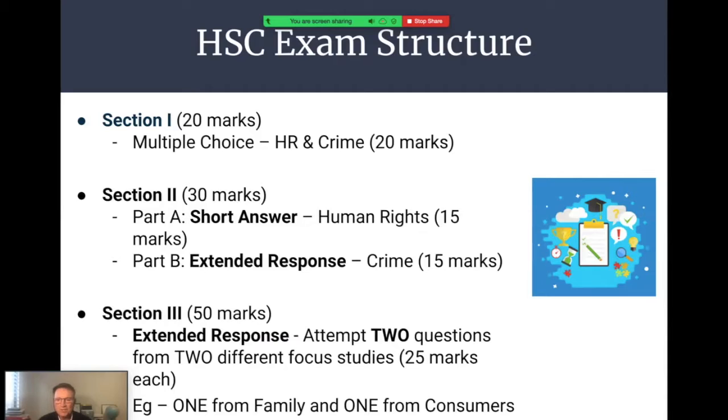Then section 3, 50% of the exam marks, you must attempt 2 extended response questions, meaning a proper introduction, body paragraphs, and conclusion. There are 2 topics that you choose to study, and there'll be 2 questions per topic, where you have to choose one of those 2 questions for each of the 2 topics.